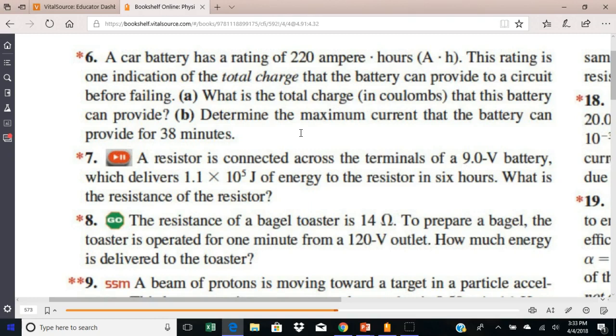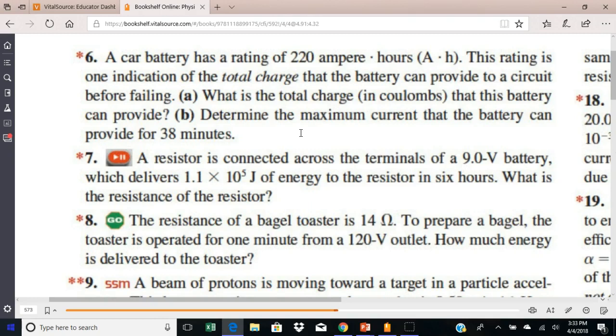Here's a car battery. The car battery has a rating of 220 amp hours. The rating is one indication of the total charge that a battery can provide to a circuit before it fails. What's the total charge in coulombs that this battery can provide?